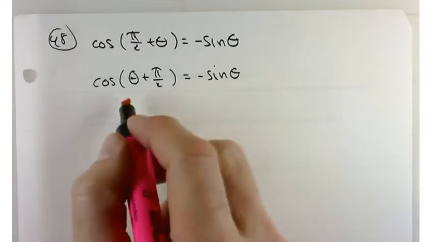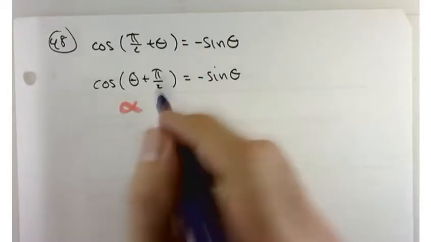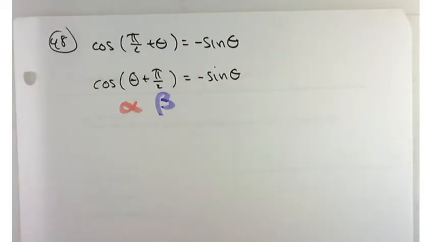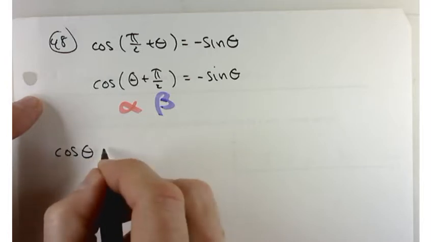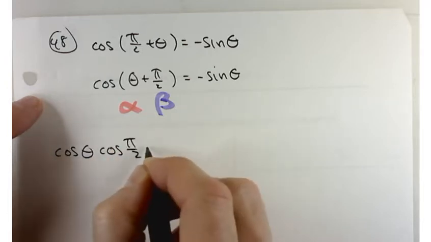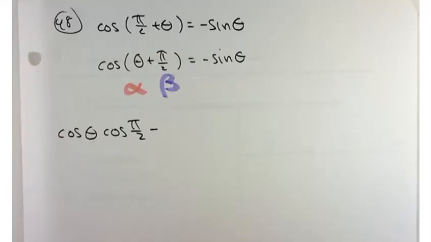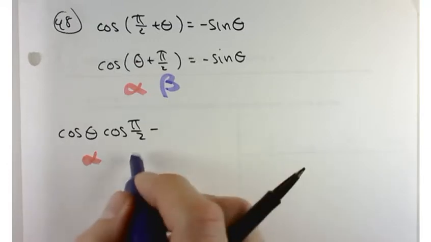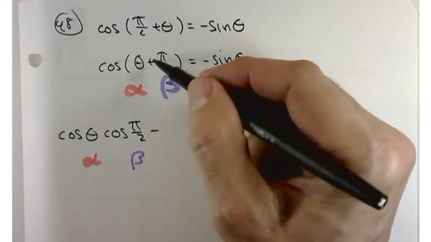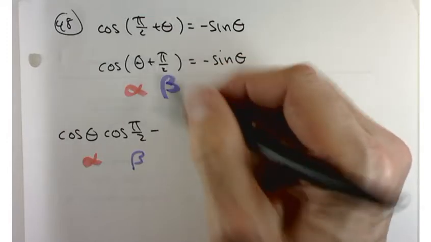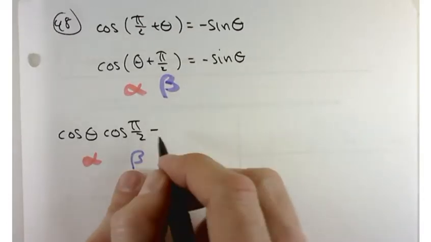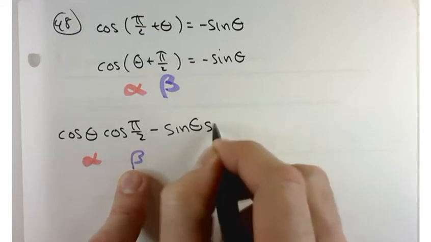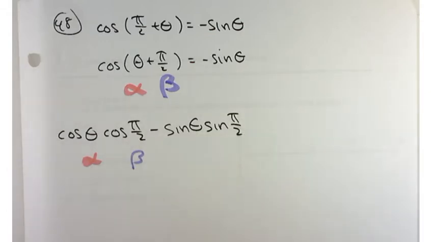So if we're using the cosine sum formula, this is my alpha and this is my beta. I think you'll actually like this one. Works out pretty good. So this is going to equal cosine of theta times the cosine of pi over 2. Right? So there's your alpha and your beta. With the cosine, these signs don't match, so plus here, minus here. What's the rest of this going to look like? Sine theta times the sine of pi over 2. All right, so again, your alpha and your beta.